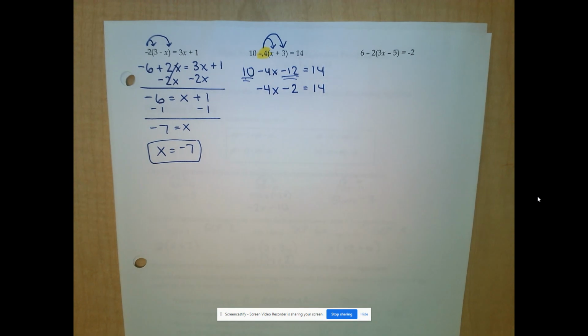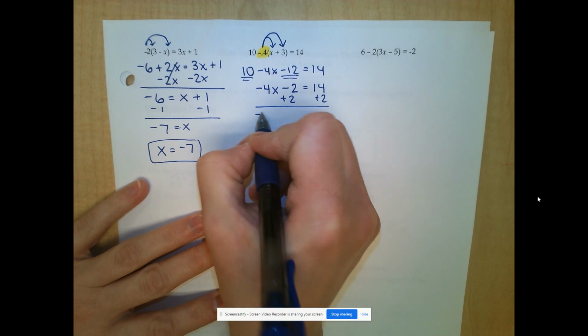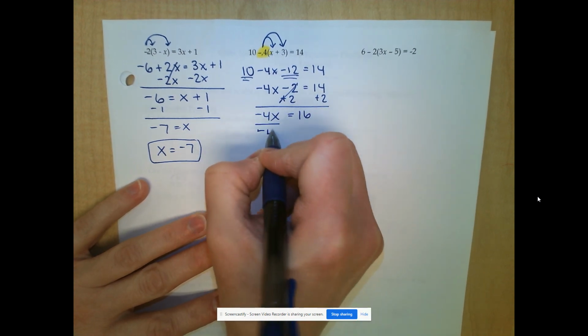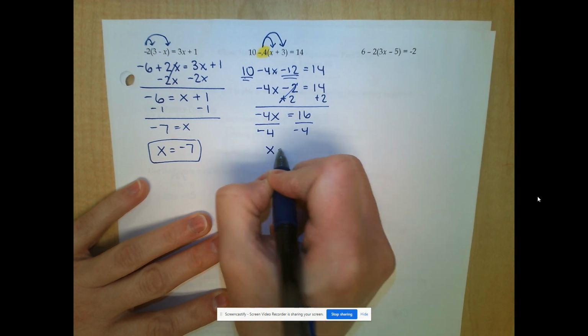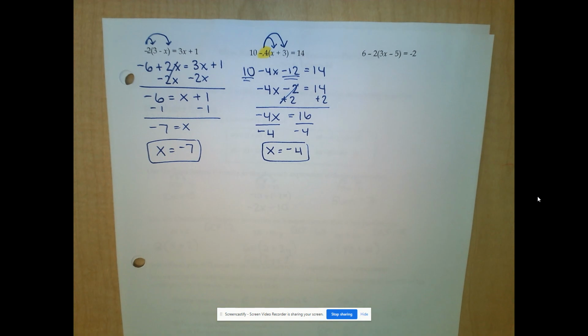Now that I've finished simplifying, I have a two-step equation. I'm going to add 2 on the left, add 2 on the right. -4x equals 16. Divide both sides by -4. X equals -4. The signs were different, and 16 divided by 4 is 4.